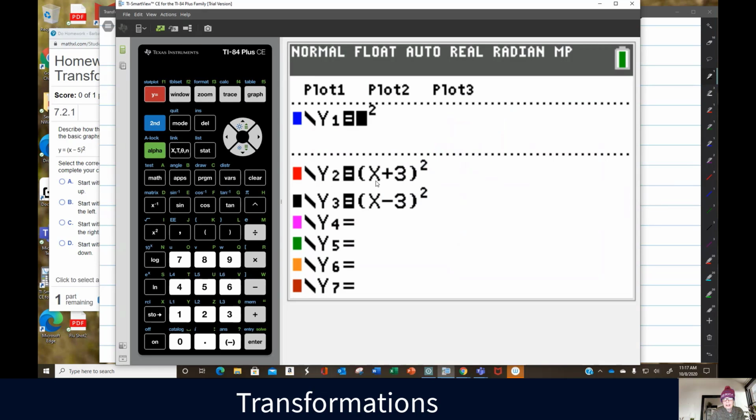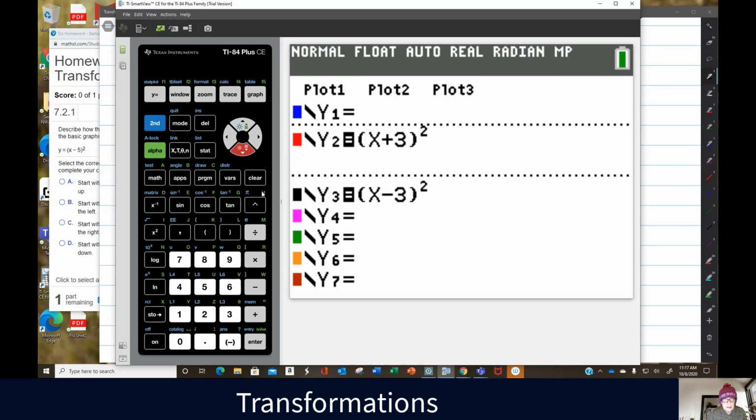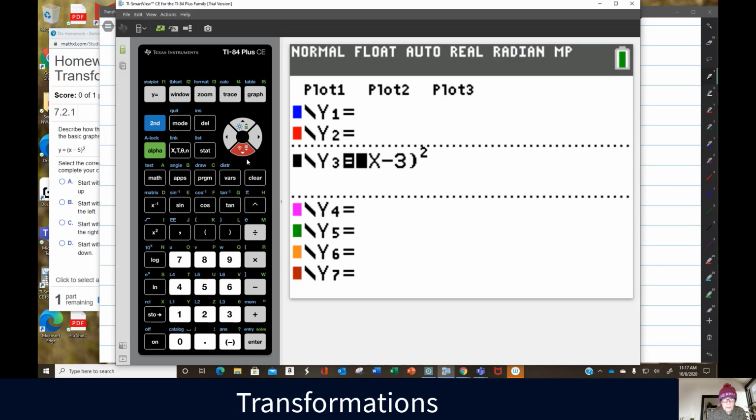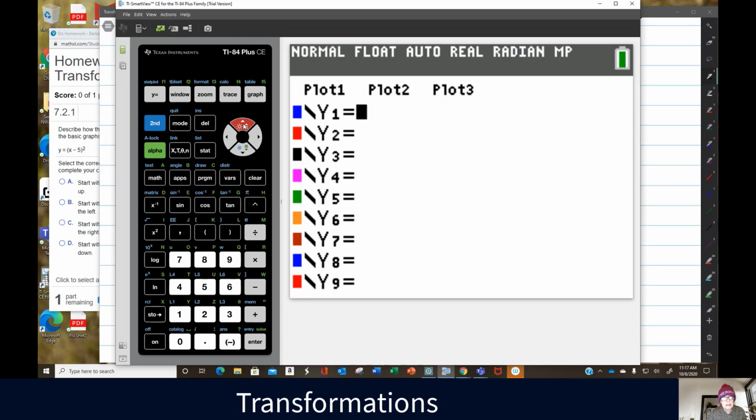But anyway, this plus sign moves that graph to the left. This minus sign moves that graph to the right. So clear. Clear. Now we're going to do that for absolute value, and you'll be able to see exactly where the argument is.